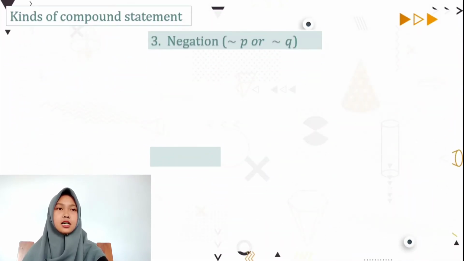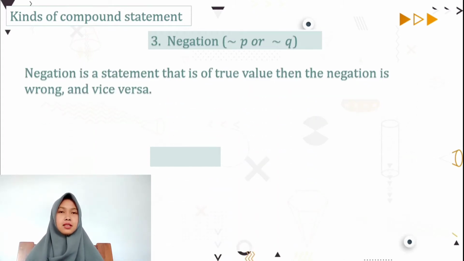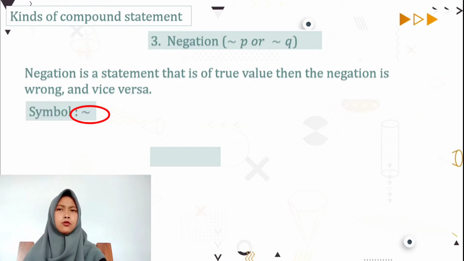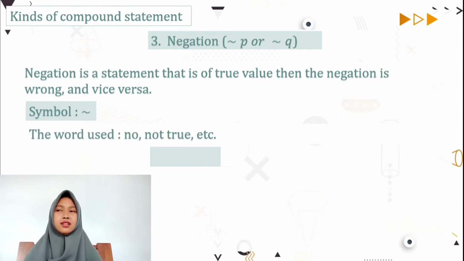And then the negation. Negation is a statement whose truth value is opposite: if the statement is true then the negation is false, and vice versa. The symbol of the negation is this. The words that we can use in negation are not, not true, and the like.